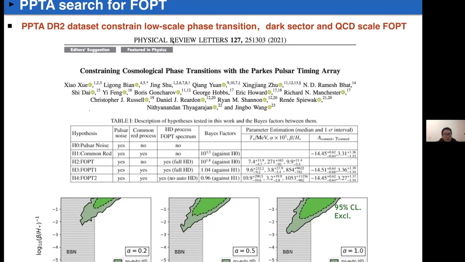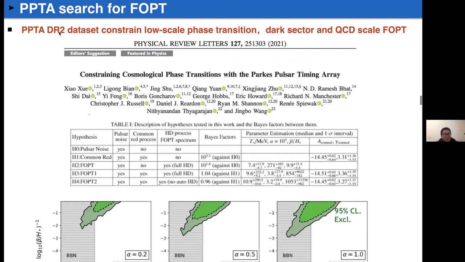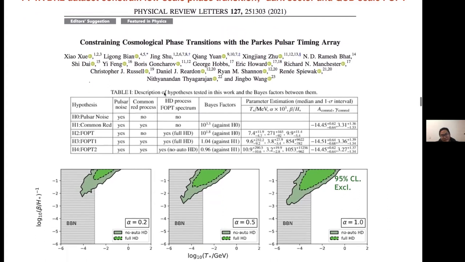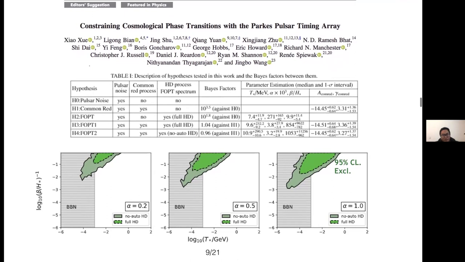In fact, with the PTA DR2 data set, we didn't find a stochastic gravitational wave. At least, we didn't find strong evidence of a stochastic gravitational wave background. And then we use the data to constrain the first-order phase transition. Here we constrain the low-scale phase transition. We find that this kind of parameters can be excluded at 95%. Here this is the temperature of the phase transition, so you can see that it's about the MeV scale, and the phase transition duration is about 10 to 100. Maybe it can be excluded much better.